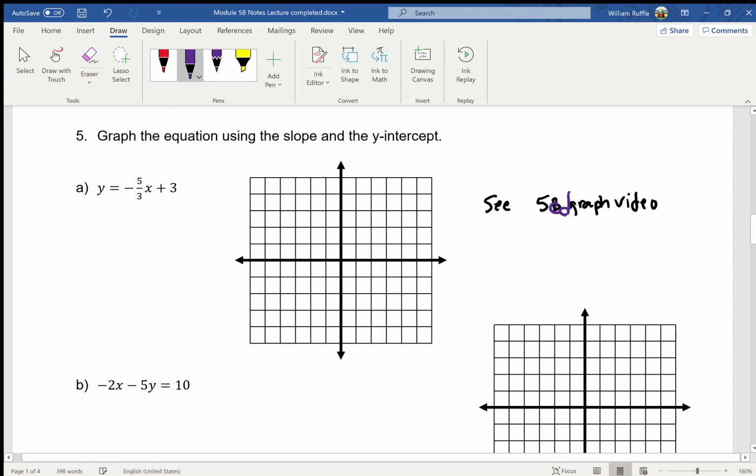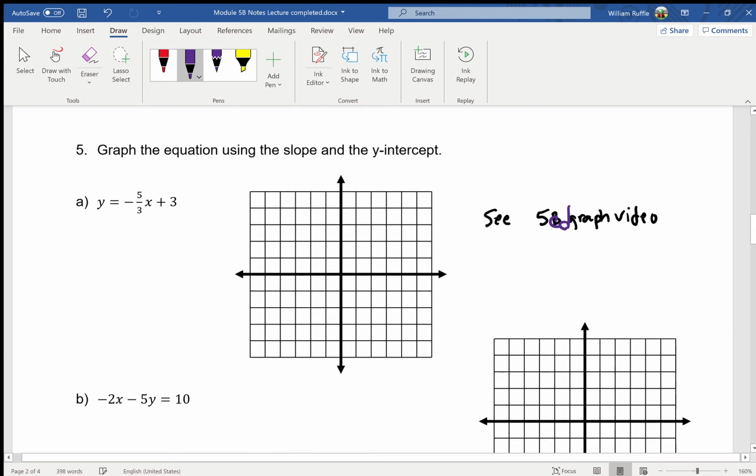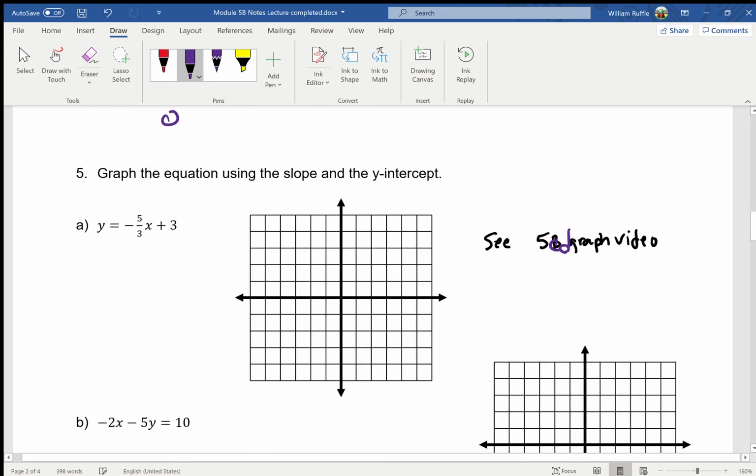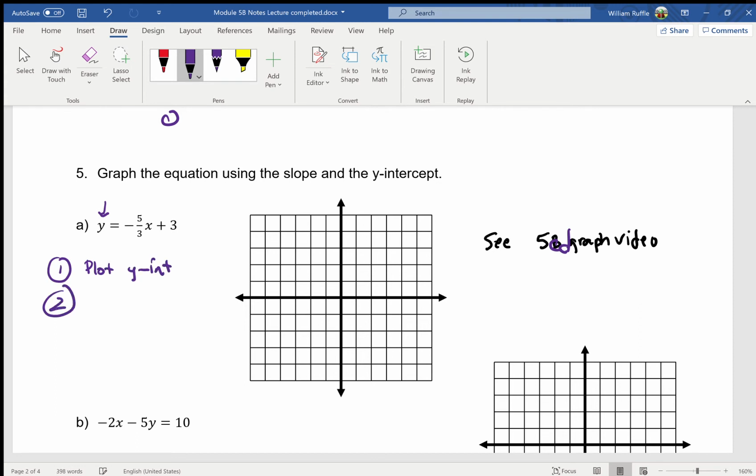And so what I'm going to do is I'm going to do this on here right now. Negative 5/3 x plus 3. We're going to use the slope and the y-intercept. So now, the first step in all these things is we have to solve for y, but luckily that's already done. So the first step, we're going to plot the y-intercept. And the second step is use the slope. And we got to think of rise over run.